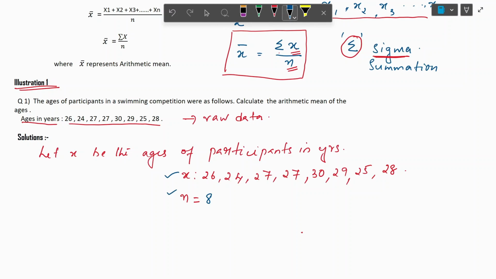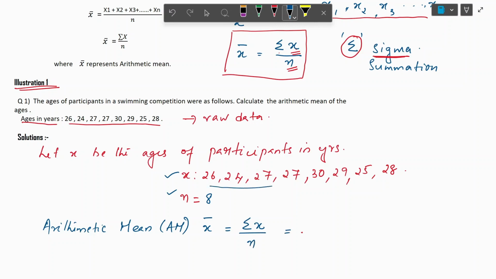You can apply the formula, that is arithmetic mean, AM. But in the examination, write in full. Represented by x bar equal to sigma x, summation x divided by n. Let's substitute it. That means summation of x.